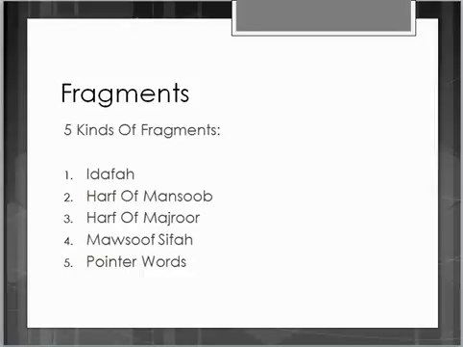How can I give you an easy example? A blue masjid. Will you call that a sentence? No. It's more like that. So it's not important what it is. You will understand eventually. What is important is that there are 5 kinds of fragments: idafa, harf of mansub, harf of majroor, mawsuf sifa. I know 4 of them don't make any sense to you, but this does. We have done this before, haven't we? Haza, zalika. This makes sense. Except this one, these are all new stuff.